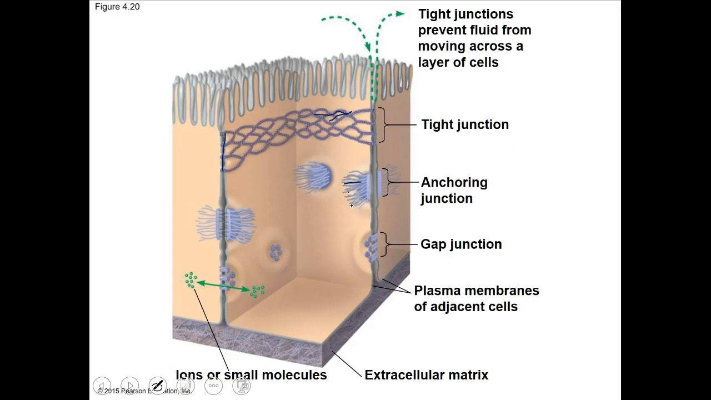Again, it's just to kind of keep things anchored and keep it holding on to what it needs to. And then gap junctions allow for communication all the way through. Okay, just so you can see those.